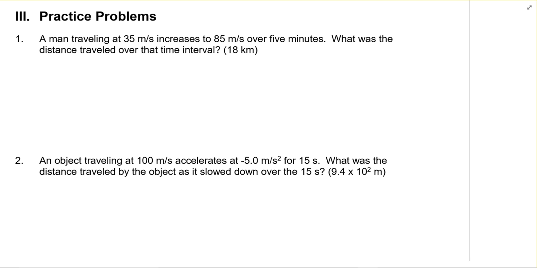Okay, so let's do the practice problems for lesson 8 here. Number 1 says a man traveling at 35 meters per second increases to 85 meters per second over 5 minutes. What was the distance traveled over that time interval?